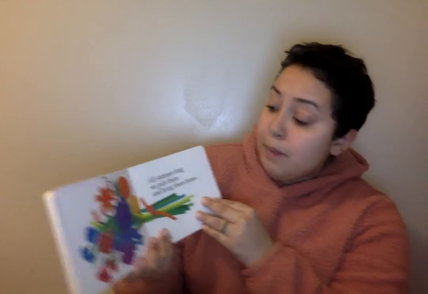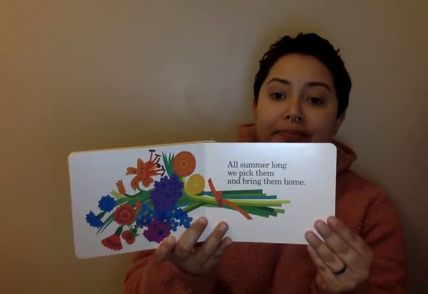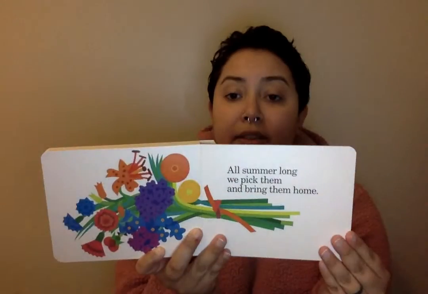Here's a poppy, here's a zinnia, here's a tiger lily, and some yellow blooms. We grow something green and some blue flowers and some purple flowers too. All summer long, we pick them and bring them home. That's a really pretty bouquet. It looks like a rainbow. And when summer is over, we know we can grow our rainbow again next year.